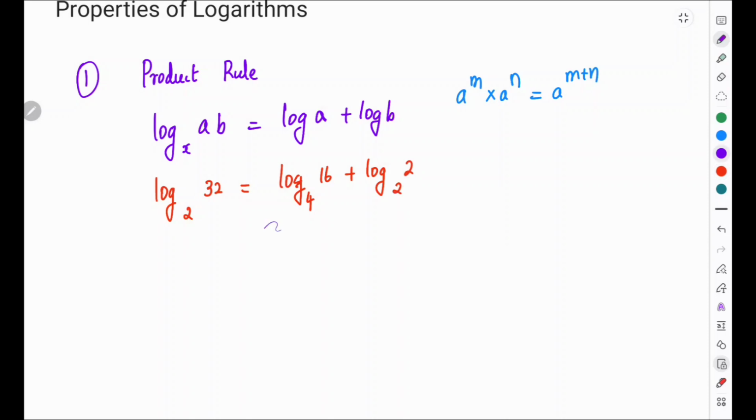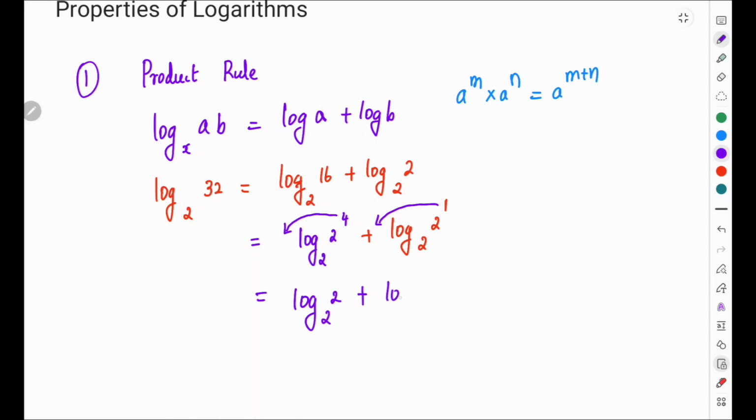Okay, so this is nothing but log 2^4 to the base 2, the base is 2 not 4, plus log 2^1 to the base 2. So this 4 will come here first, and this 1 also will come here. So that's nothing but 4 log 2 to the base 2 plus 1 log 2 to the base 2. Here you have 4, here you have 1, which is nothing but 5 log 2 to the base 2. Now this is nothing but 1.